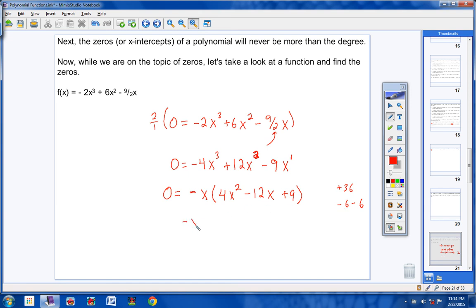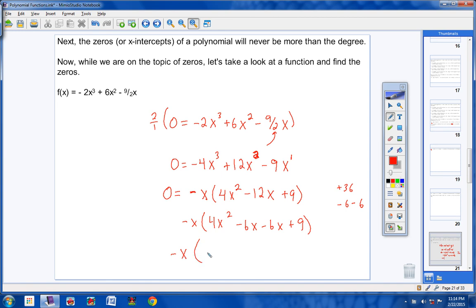So remember what to do. We write our first term, 4x squared. We write our last term, positive 9. And right in the middle, we're going to put negative 6x, negative 6x. Okay? Now, I'm kind of running out of room here.